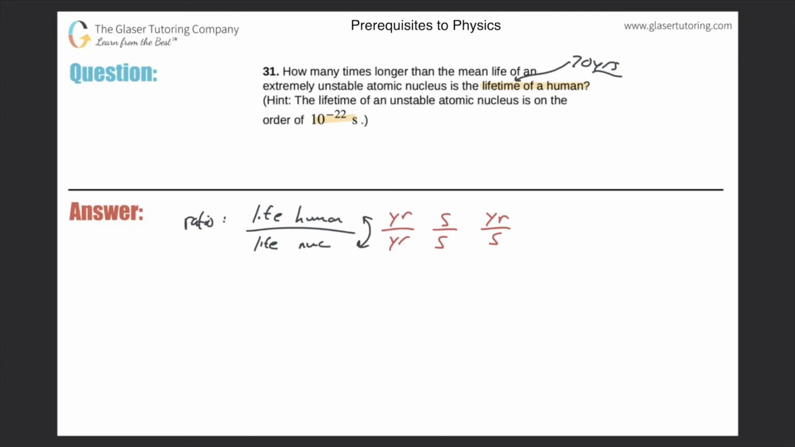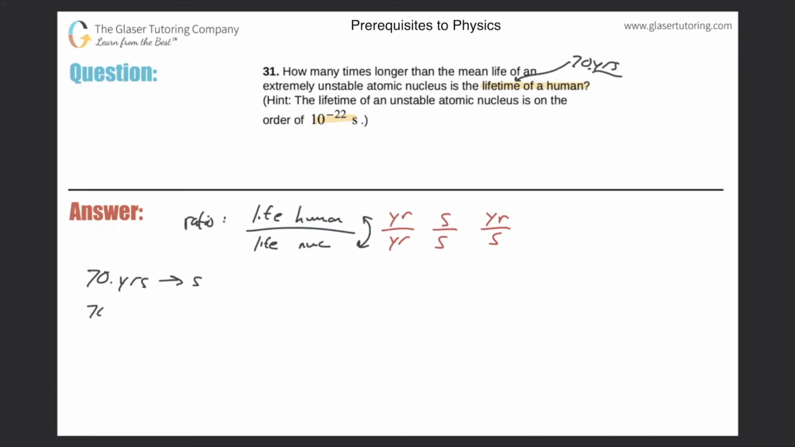So why don't we convert 70 years into seconds? So let's do that over here. So let's convert 70, I'll call it point, all right, I'll give it a decimal value, 70 years, and let's convert that into seconds. Okay, so let's write down what we're given.